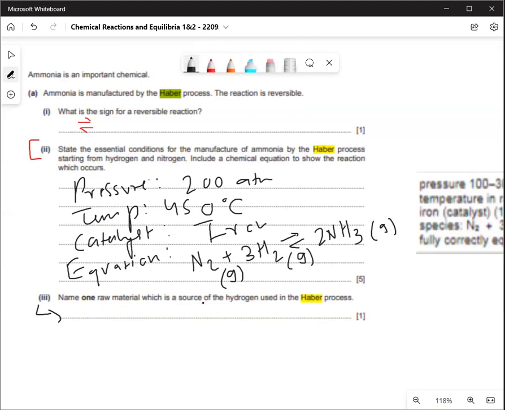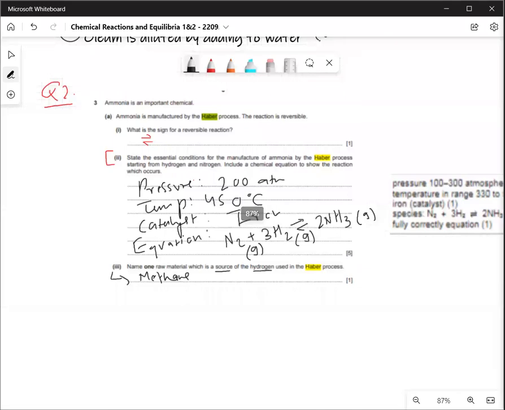Name one raw material which is a source. Source of hydrogen. What is the source of hydrogen? Tell me. Read your notebook. From the air? No, hydrogen is not from the air. From methane. Easy. Got it. Yeah, that's it. So that's this process. This question is done. Let's try another one.